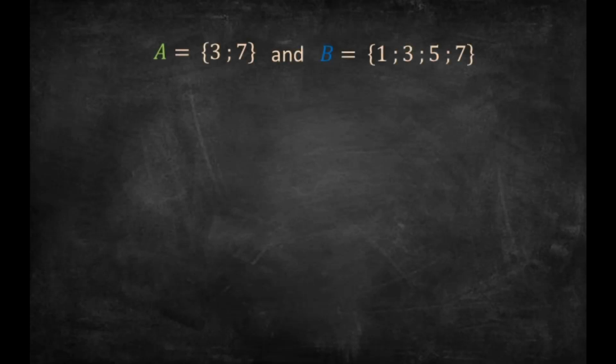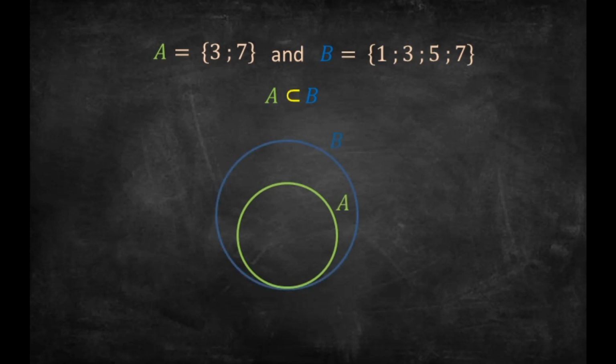We can also use Venn diagrams to denote subsets. Let's say A is a set 3 and 7. B is a set consisting of 1, 3, 5, and 7. We saw previously that A is a subset of B because all the elements in A are also in B. We can denote this with Venn diagrams. Since A is a subset of B, we draw A entirely inside B and list the elements 3 and 7 in it. The elements 1 and 5 are elements only of B, so they are drawn outside the circle for A.